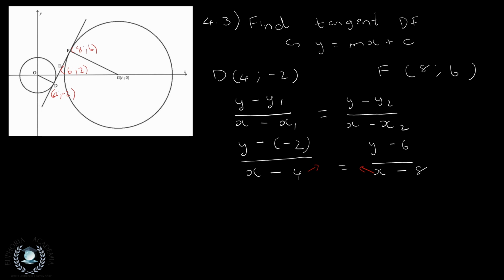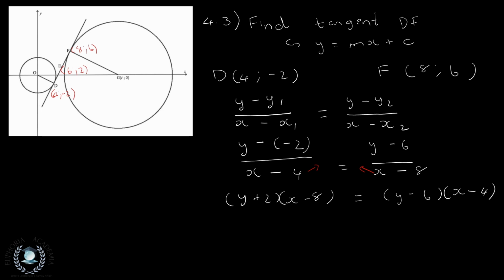So I'm going to multiply the left hand side by x minus 4, and I'm going to multiply the right hand side by x minus 8. Alright, so let's just do that. This is going to give us an equation where we have y plus 2 being multiplied to x minus 8, and then on the right hand side we're going to have y minus 6 being multiplied to x minus 4. Alright, so let's expand our brackets.